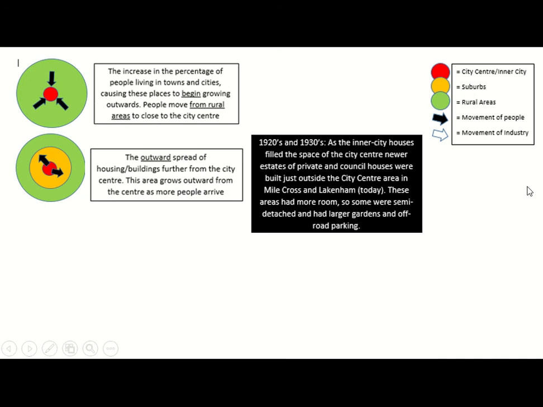So again, you need to make sure your notes cover all this for Norwich. So you've just got an understanding, really. I very much doubt this specific information is going to be useful in an exam question. Okay, don't quote me on that, but I strongly doubt you'll need to talk about Mile Cross and Lakenham.